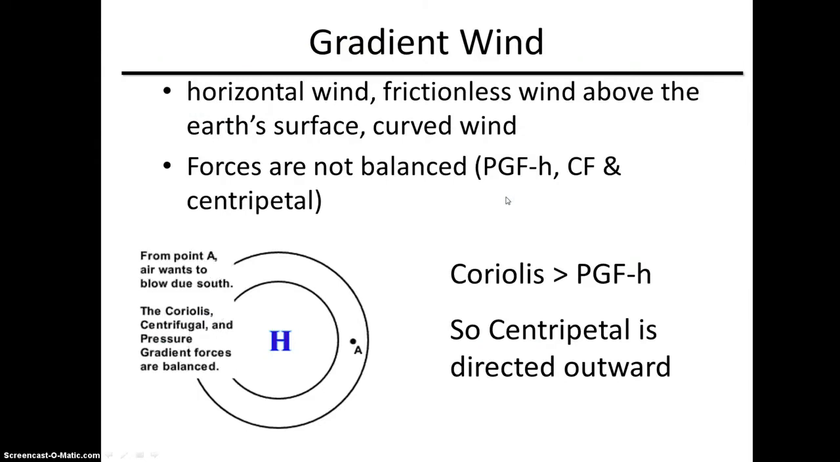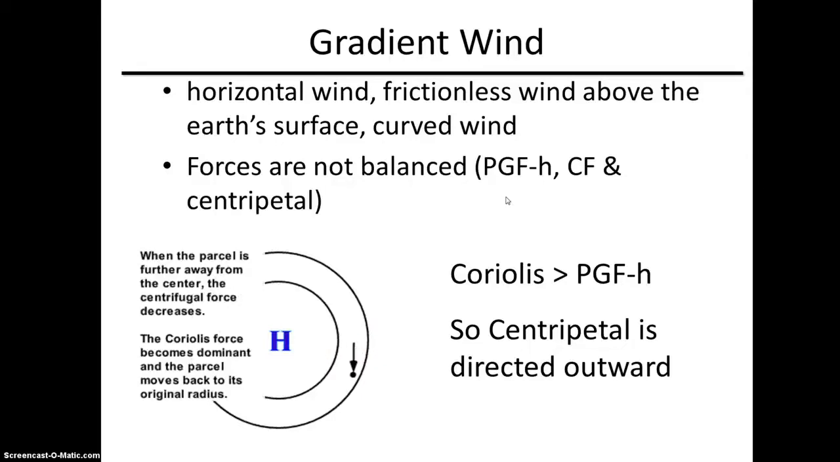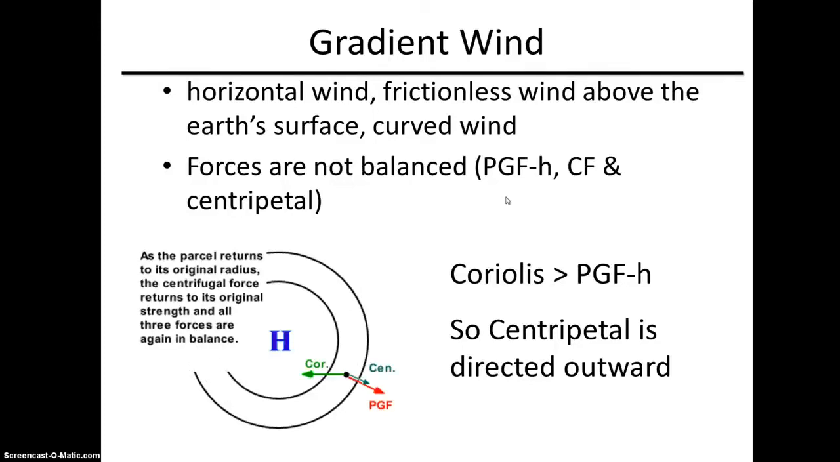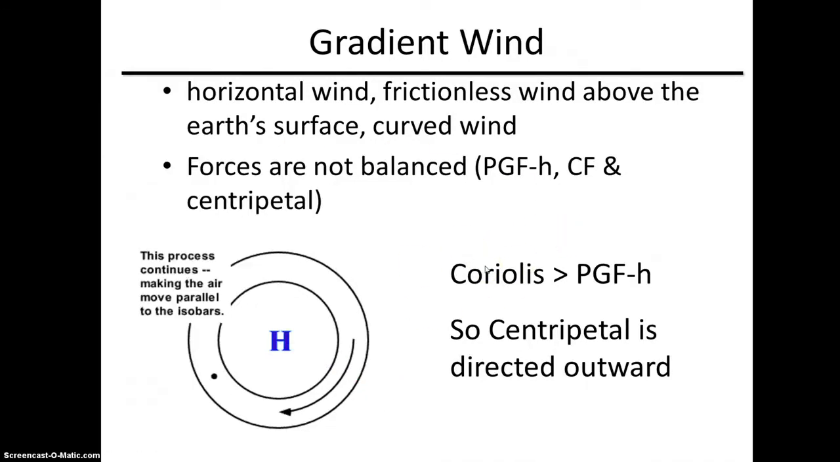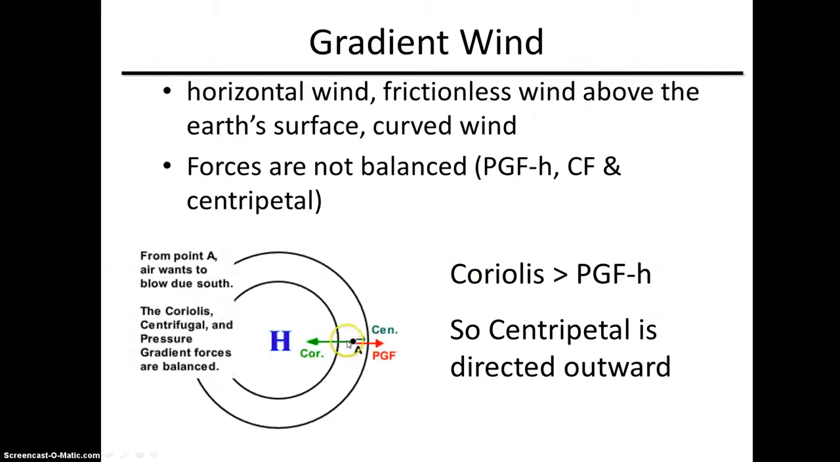Now, gradient wind is still frictionless and horizontal. The difference is that it's curved, and that's because your pressure gradient force and Coriolis aren't quite in balance. One is stronger than the other, and you will get the resulting centripetal force, which means it'll give it a curve, it'll actually let it turn. The Coriolis force will be the one that's a little more dominant, which will allow it to deflect one way, right or left, depending on which hemisphere you're in. And you'll get it to curve around high pressures or around low pressures.